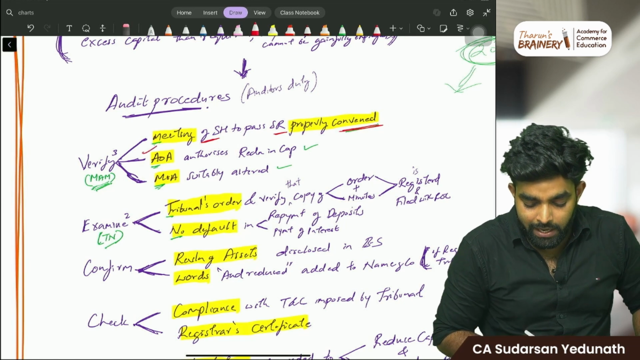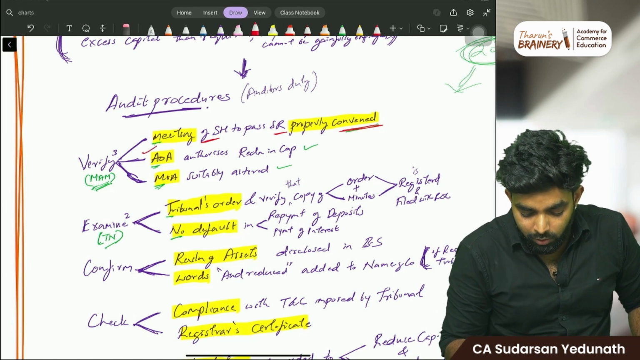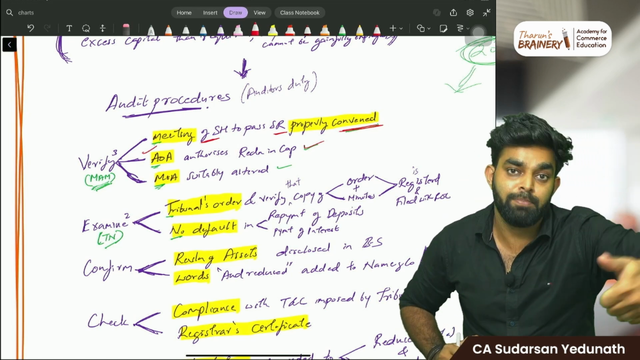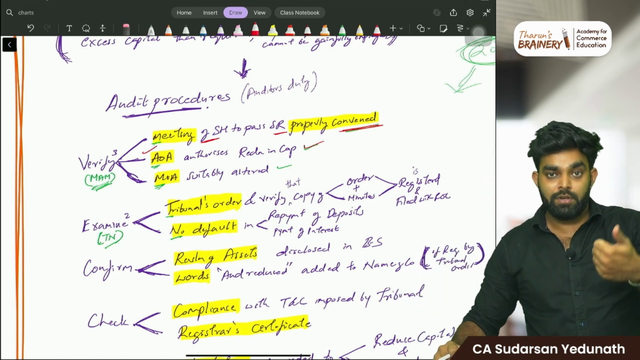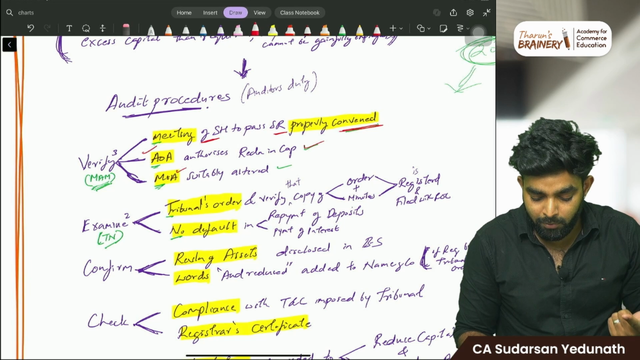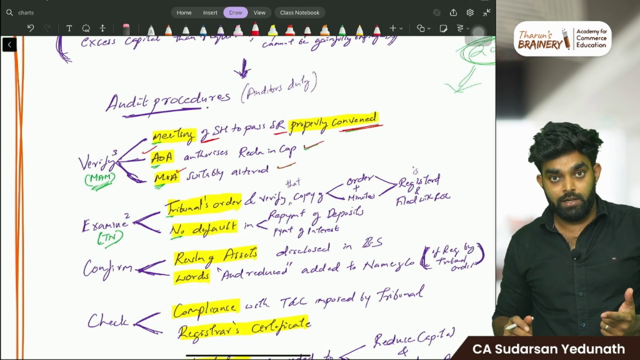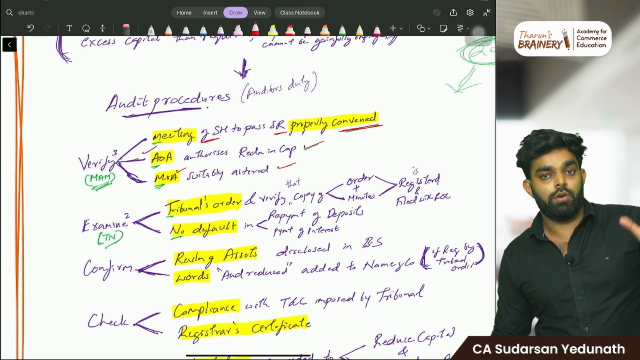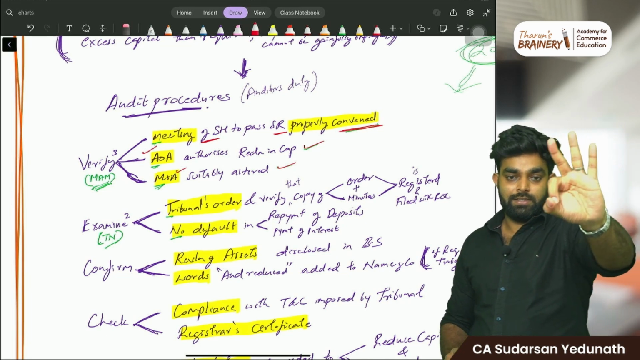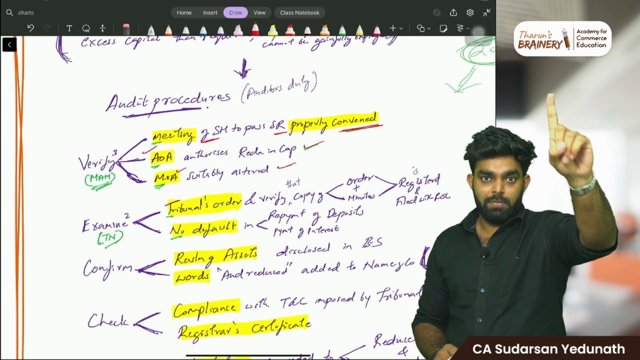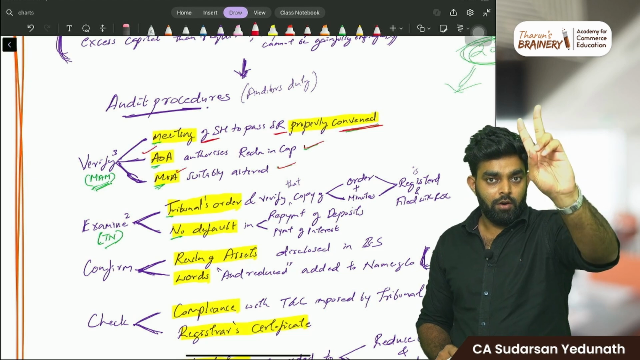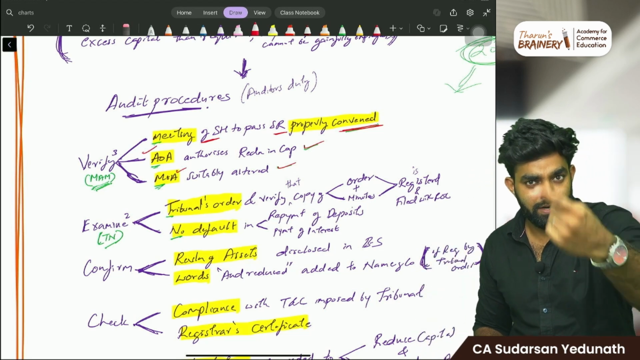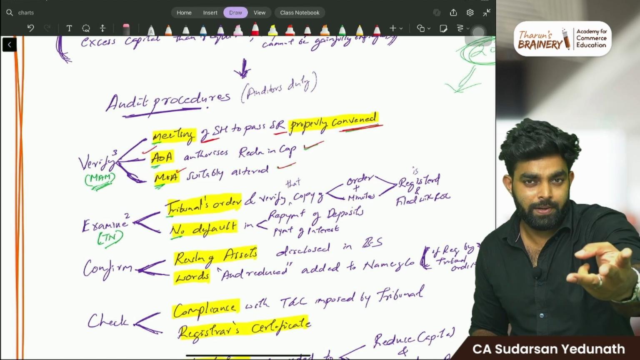Next, verify that the AOA, Articles of Association, authorizes reduction in share capital. As per the Articles of Association, check whether the company is permitted to reduce share capital. Then verify that the MOA is suitably altered. When you reduce the share capital, you have to alter that in the Memorandum of Association also. So as an auditor, you need to verify these three things: MAM, meeting properly convened, AOA authorizes, MOA altered. Three things you have to do.